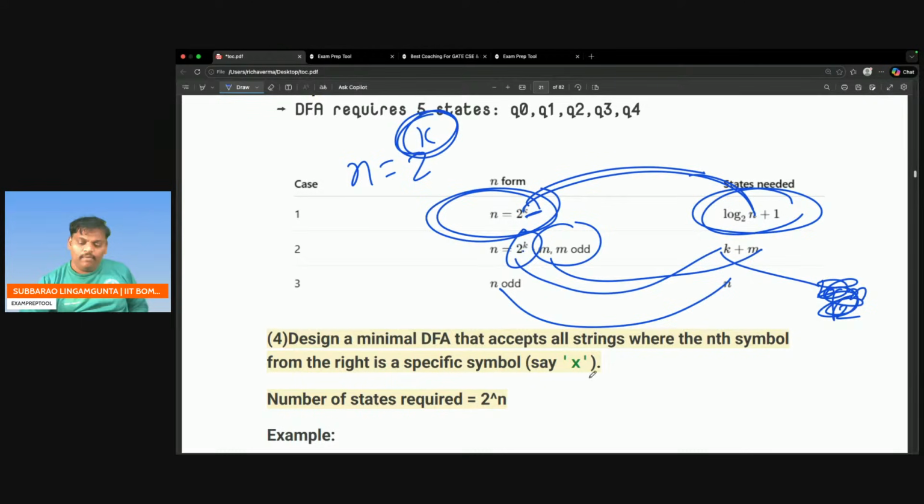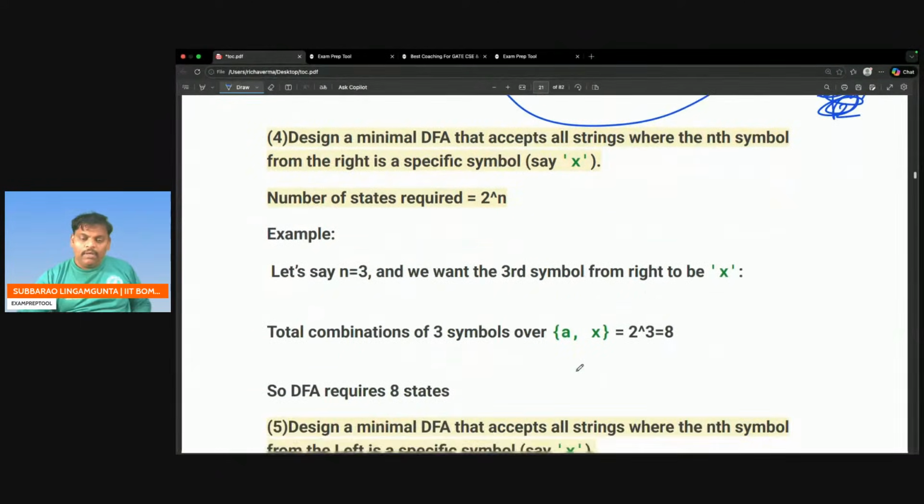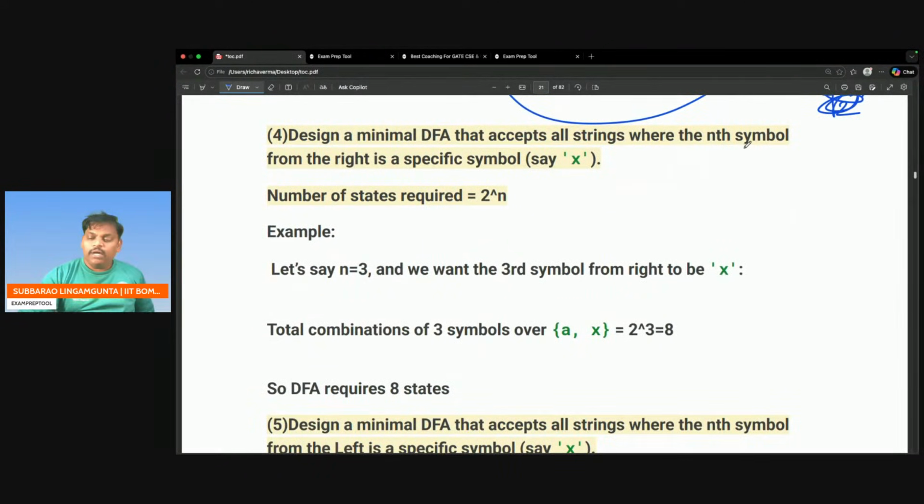Fine. Perfect. Next one: minimal DFA that accepts all strings where the nth symbol from the right-hand side is given. Nth symbol from right-hand side, 2 power n states.